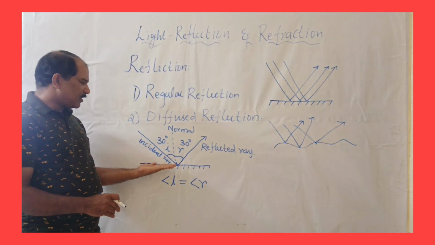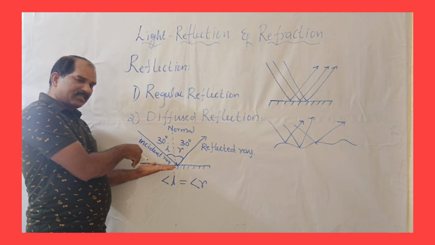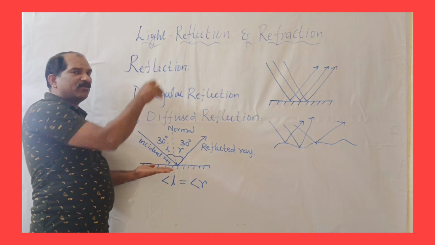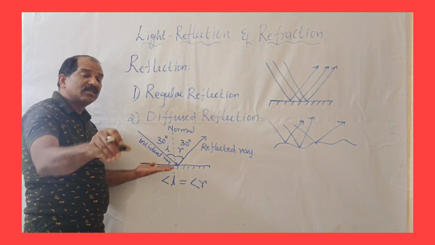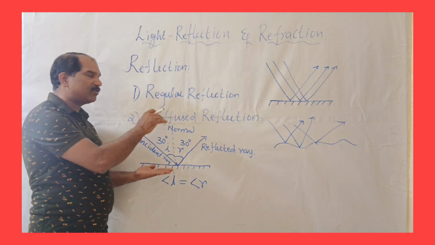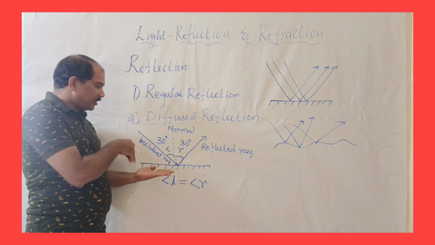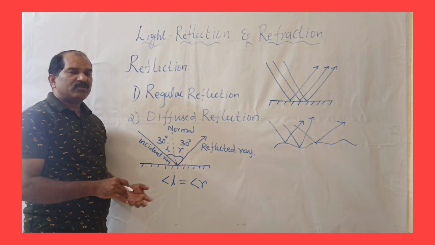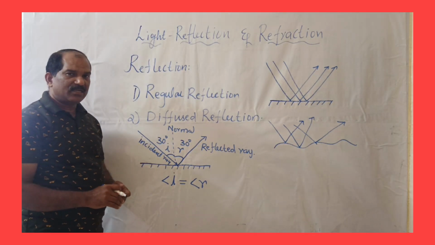If I keep a mirror here, and after that a laser light I put here, then it will reflect along the same plane only. It will not come to this direction. It will not go to the xy plane, or to the yz plane. It will exactly go to the same plane. So that is what the second law says.